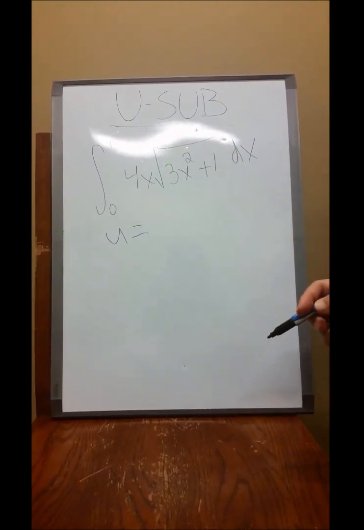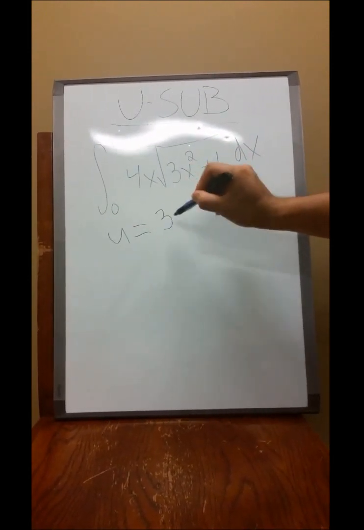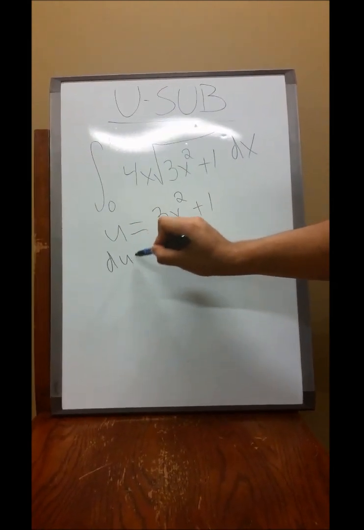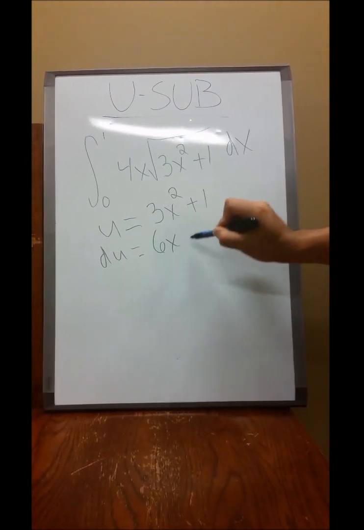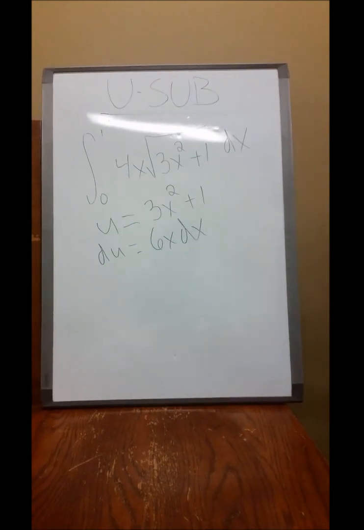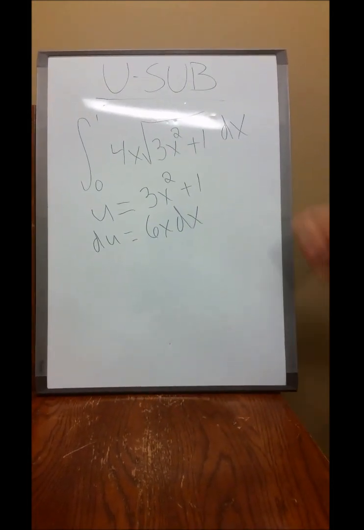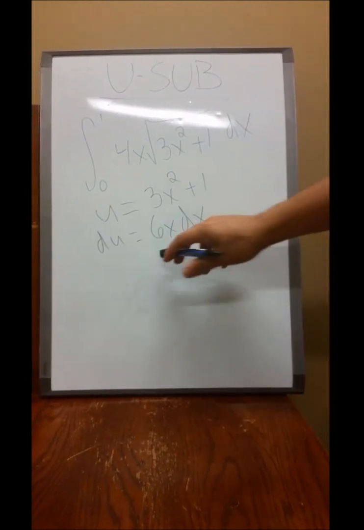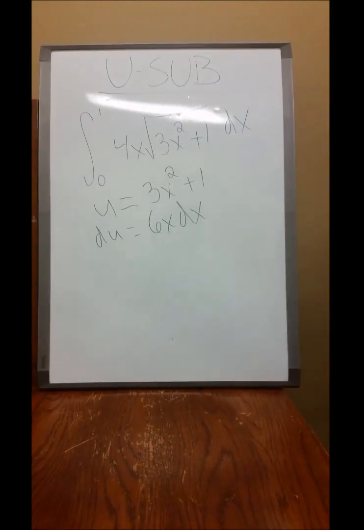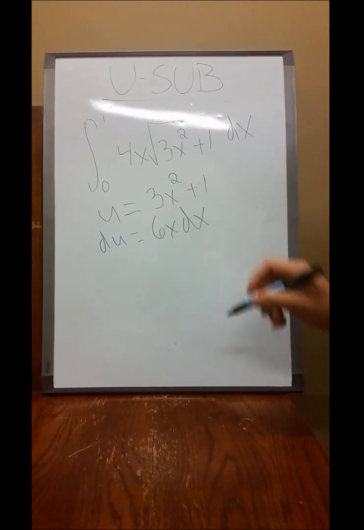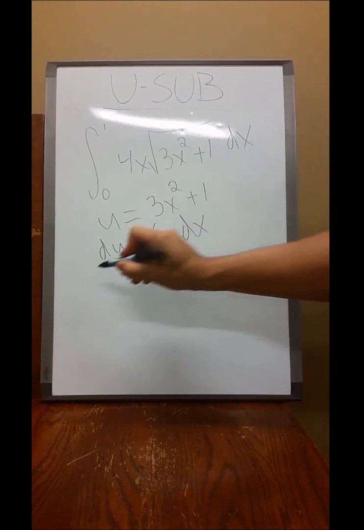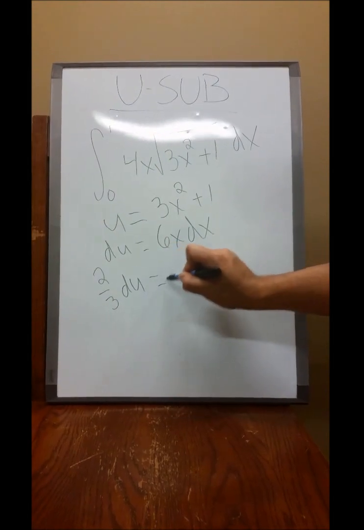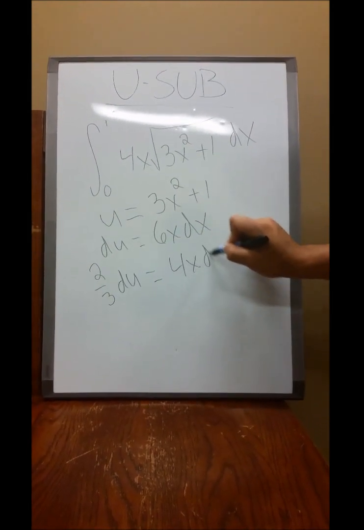So in this case, the u will be the 3x squared plus 1. When you take the derivative of that, it's going to be du equals 6x dx. Now, if you notice, 6x dx is no longer found in the original equation. 4x dx is, though. So to get 6x dx to equal 4x dx, you must multiply the 6 by 2/3. And what you do to one side, you must do to the other side. So it's going to be 2/3 du equals 4x dx.